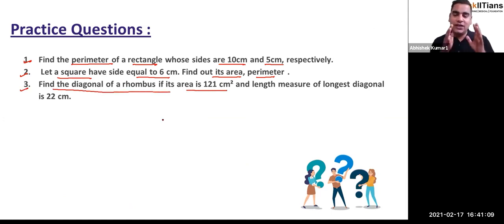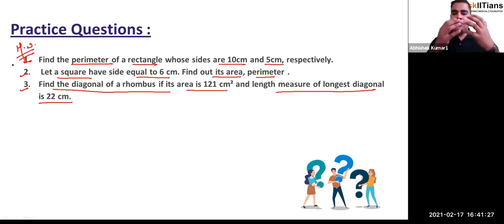They ask you the problem in an indirect way, but I believe you can easily do it because you know the formula for the area of a rhombus, and the length of its longest diagonal is 22 centimeter. So you can easily do it. These three problems you have to try as homework, guys. And in case you are not able to do them, feel free to discuss with your subject expert. He will be able to help you out with that.